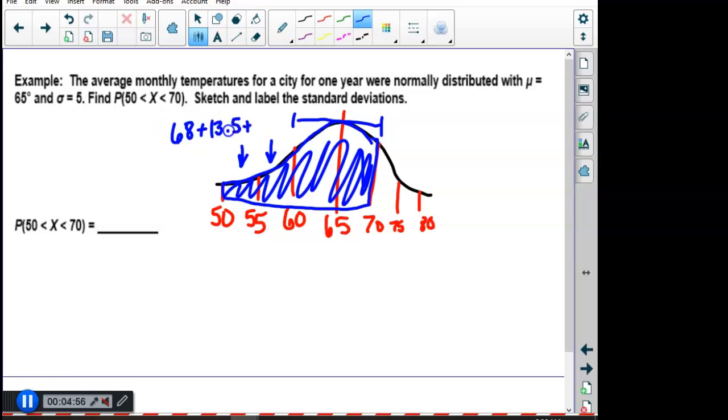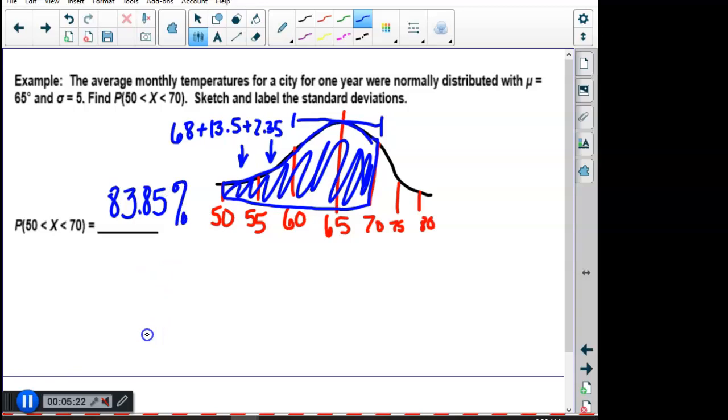13.5, and is it 2 point, what does your sheet say, 2.35? Yeah. So if we add that all up, we get 70, 80, 83.85.